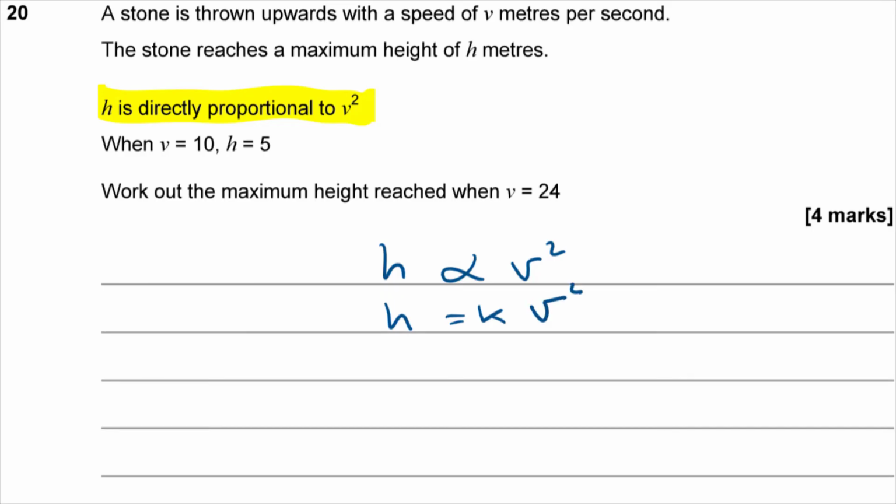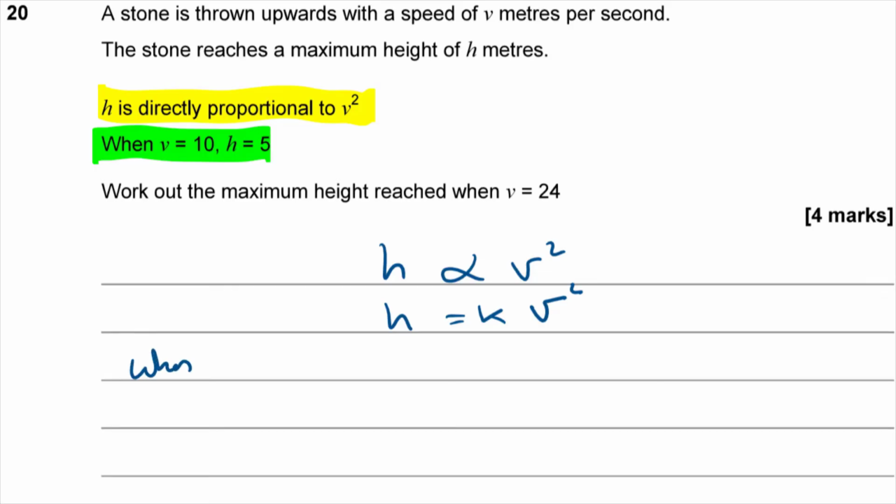So h equals k lots of v squared, where k is some constant that I can find straight away. Normally with these, well always with these really, they give you a pair of values that go together. That pair of values is specifically for evaluating your value of the constant. So let's sub those in.